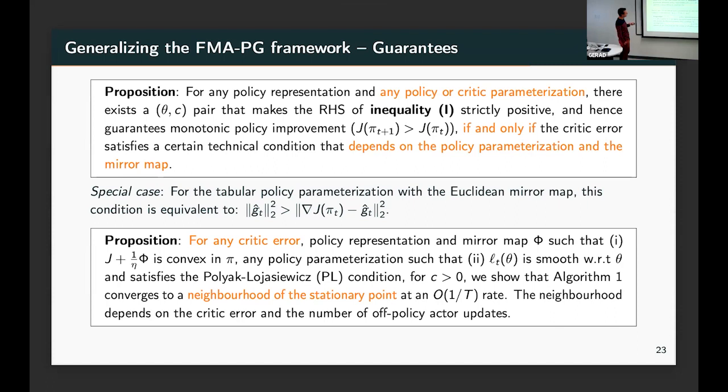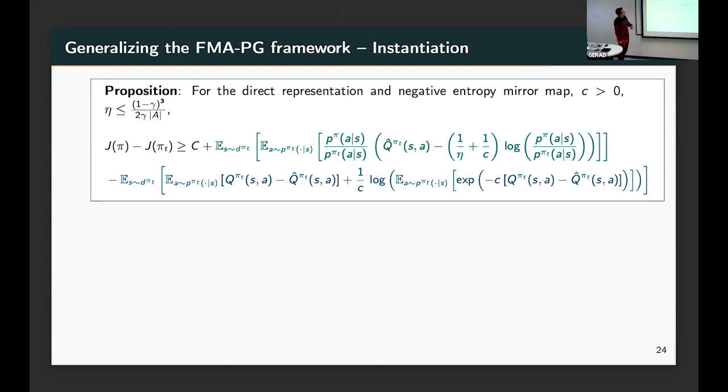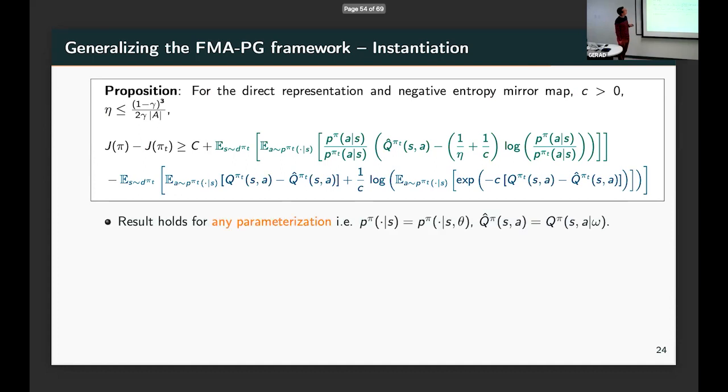So this is basically, as I said, for any critic error, if it's not too big, then we converge to a neighborhood of a stationary point. So this is what it looks like in practice. This is ugly. Let's not go into this.